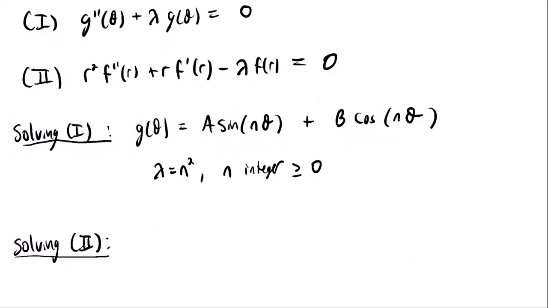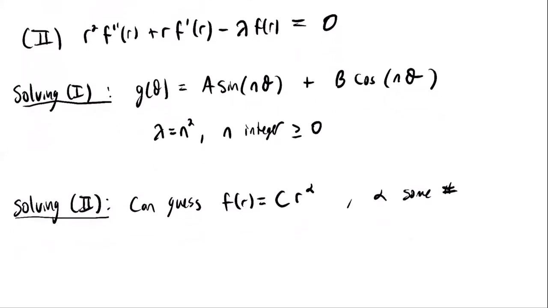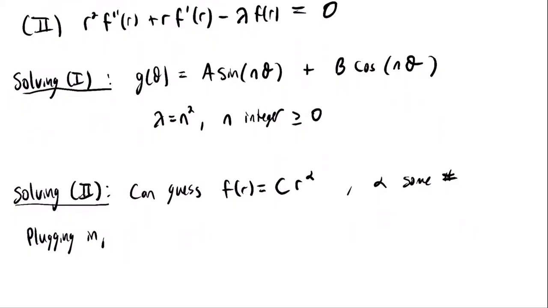to guess that the solution is given by maybe some power of r. So let's guess that f of r is maybe some number c times r to the alpha, where alpha is some number. Well, let's plug this into the equation and see if we can determine what alpha has to be. So actually, let's just plug this in first, and then I'll add some conditions.